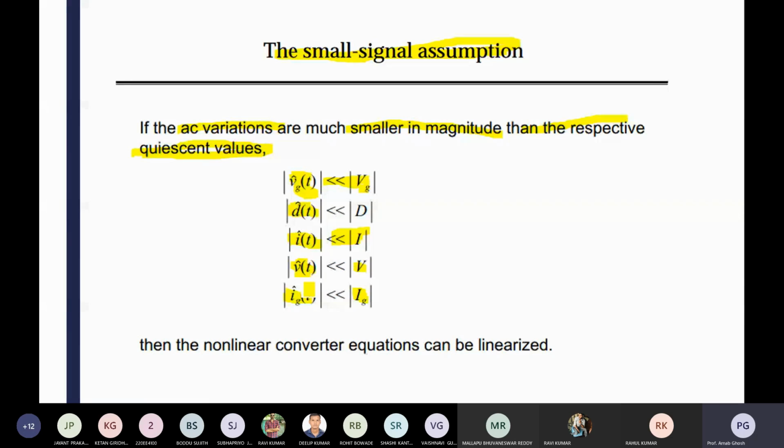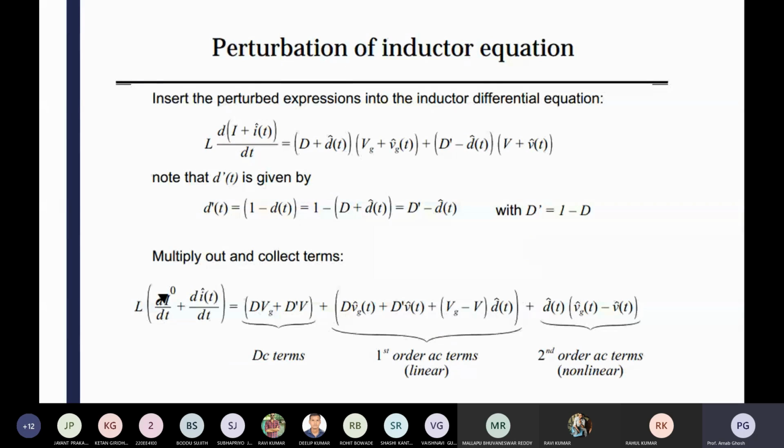So I will show you that in my next class, tomorrow. Then the nonlinear converter equations can be linearized. After that, we can linearize the nonlinear converter equations. Then you put the perturbations into those equations, the perturbation of the inductor equation. So insert the perturbed expressions into the differential equation.